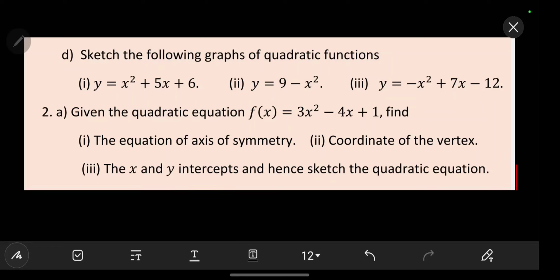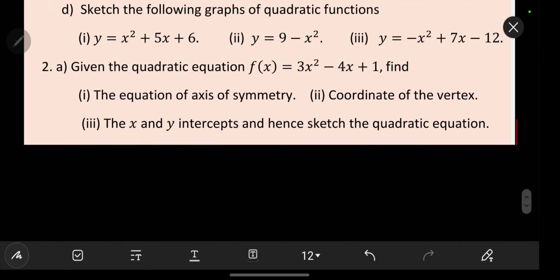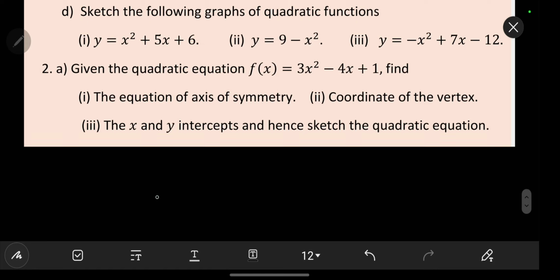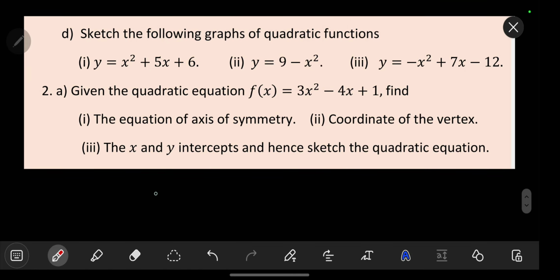So here today we are just going to be graphing some of the quadratic equations. So firstly, let's graph this one, or rather let's sketch it. The question is saying that we have y equal to x squared plus 5x plus 6.